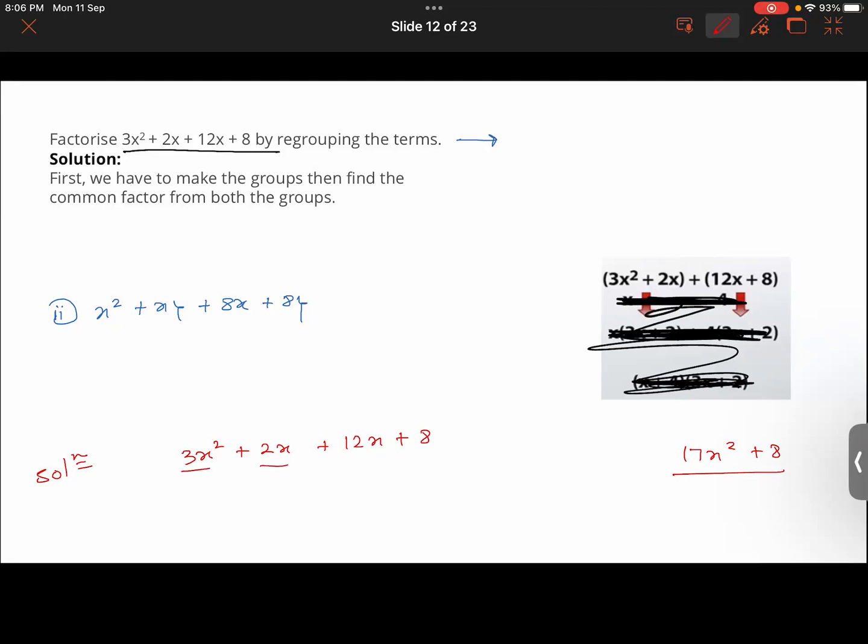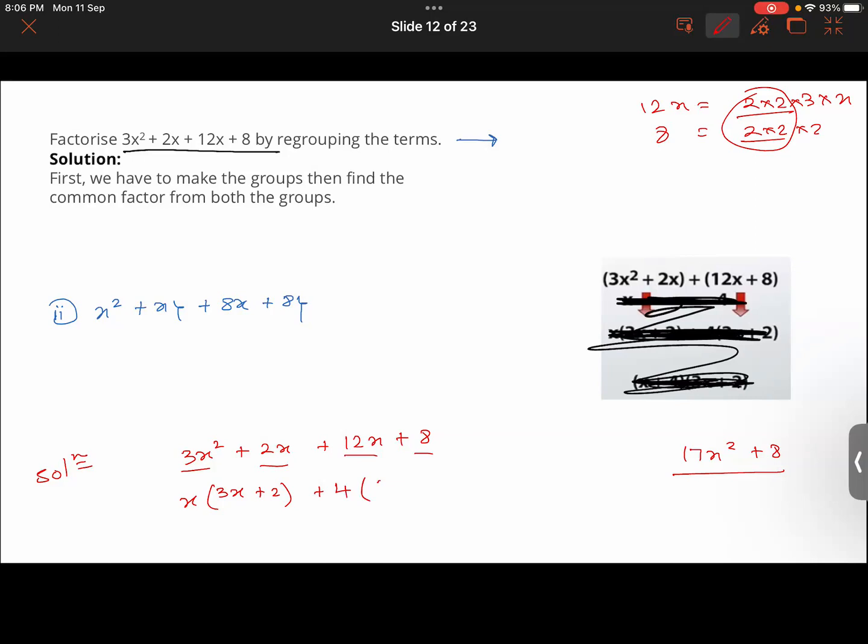In 3x square and 2x, what is common? X is common now. So we can write it like this: x into 3x plus 2. In 12x and 8, what is common? 4 is common. Look here: 2 into 2 into 3 into x. So 4 is common here now. Good. So 4 will be taken out of the bracket.